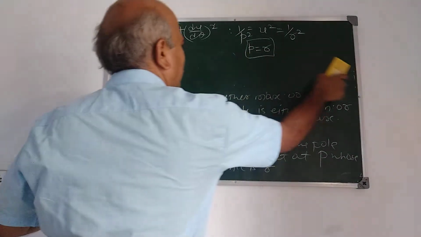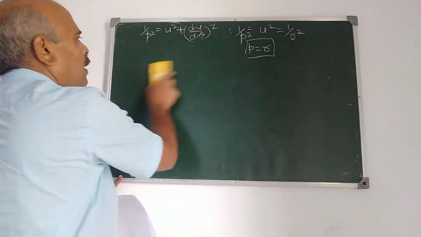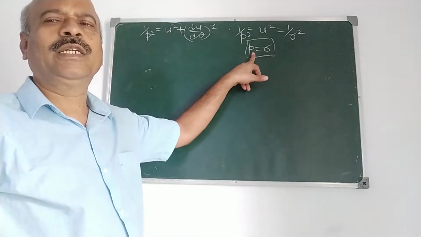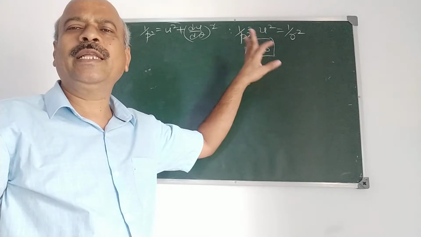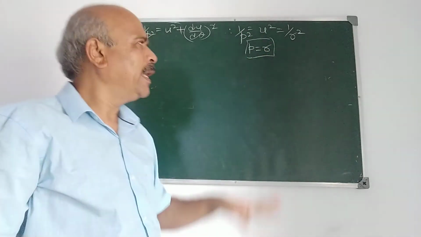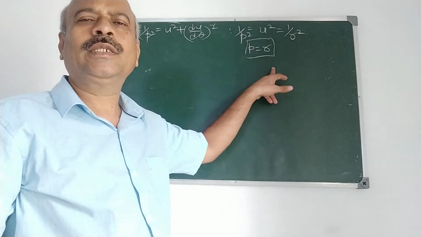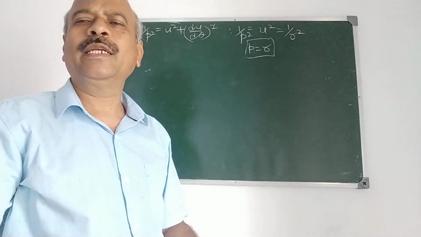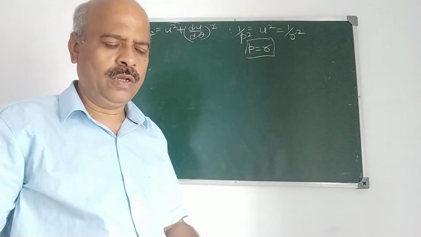So at an apse, the radius vector is perpendicular to the tangent at that point. Or at an apse, the direction of motion is perpendicular to the radius vector drawn from that point to the pole.